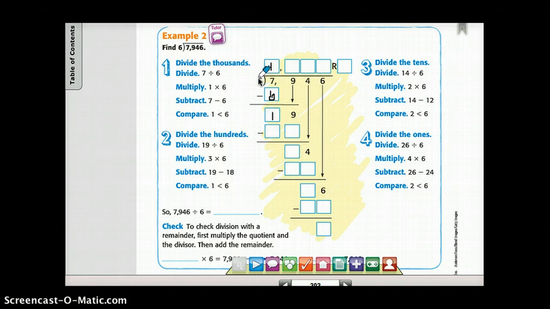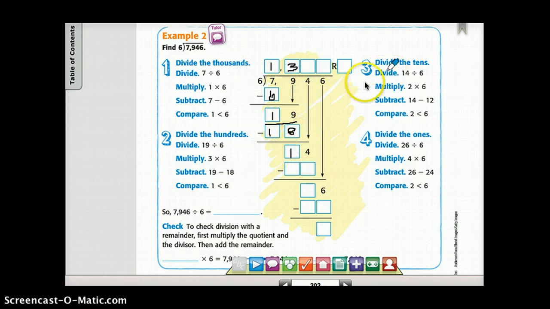Is 1 less than 6? Yep. So I know I can bring down this 9. Now I have 19 I'm looking at. So I'm dividing the hundreds place and I have 19. How many times does 6 go into 19? 3 times. 3 times 6 gives us 18. 19 minus 18 is 1. Check. Is 1 less than 6? We're comparing? Yes. So we bring down this 4.